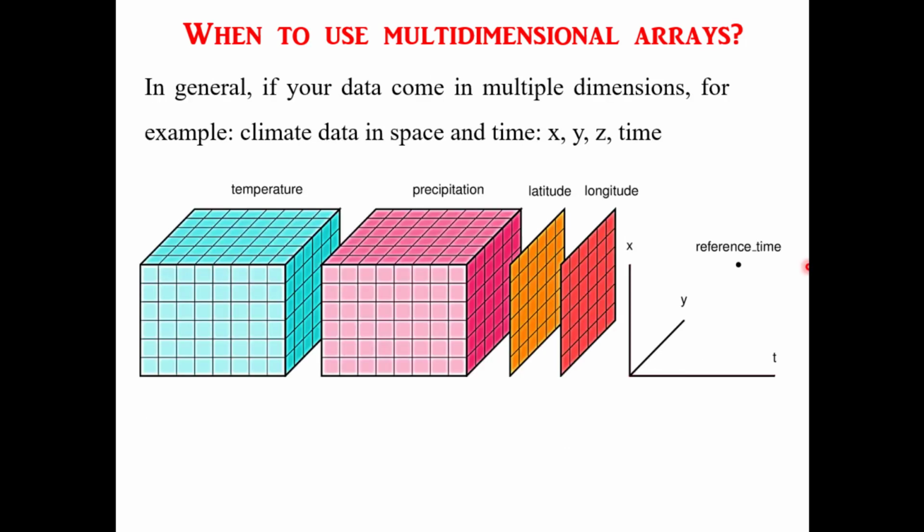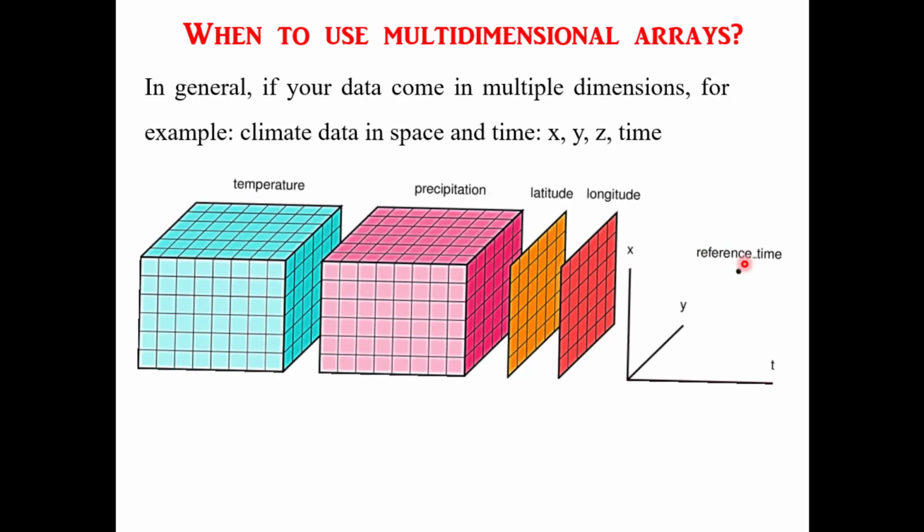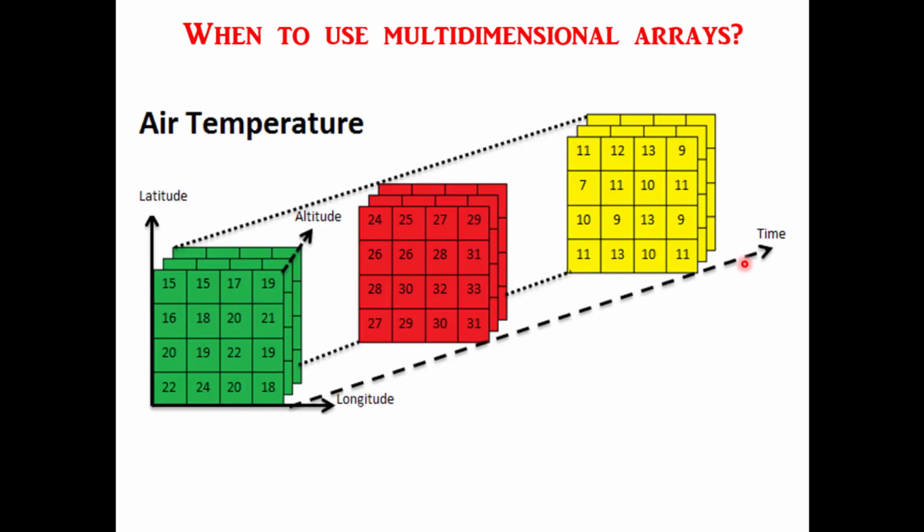So in general, if your data come in multiple dimensions, for example, climate data in space and time, then you can apply the concept of multidimensional arrays. So if you have different variables such as temperature and precipitation measured at latitude and longitude grid points and collected over a reference time, then multidimensional arrays can be applied to such datasets. It's also possible to apply multidimensional arrays where you have just one variable, such as air temperature, measured at different grids over different time periods.